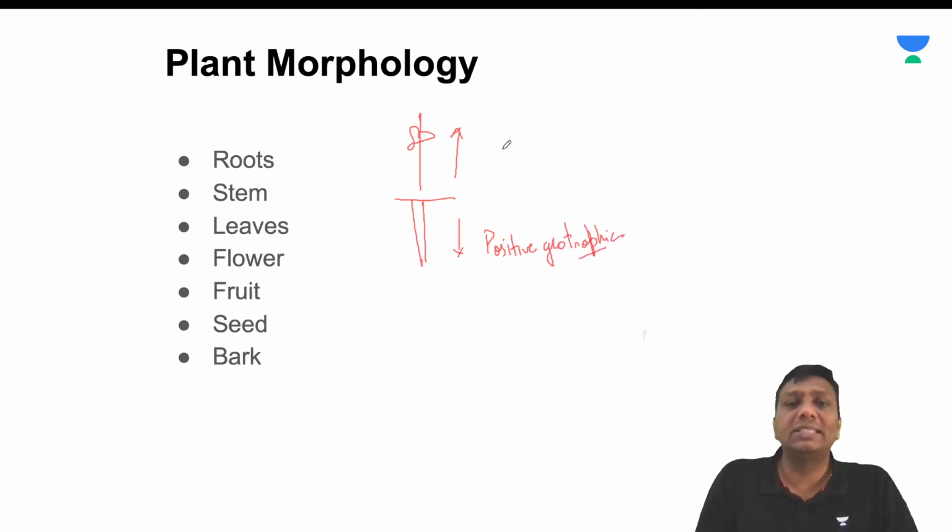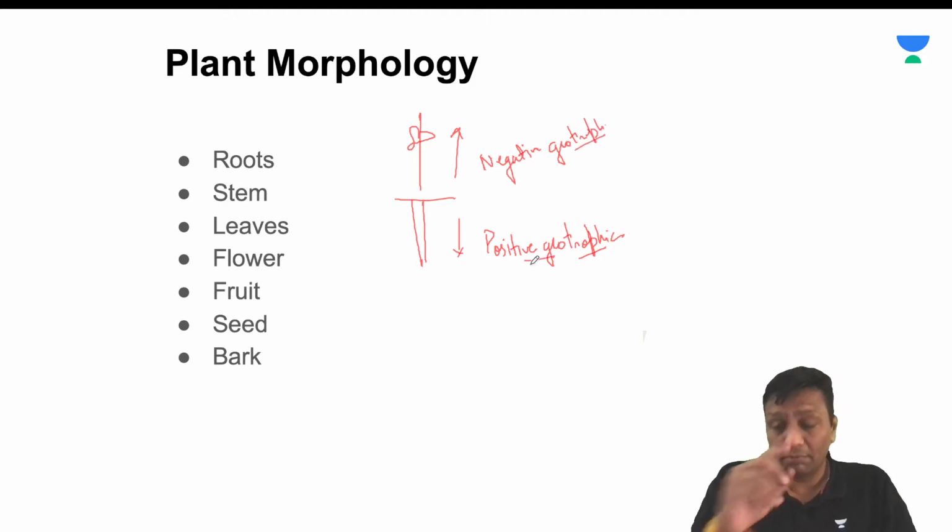And what is a stem? Stems are negative geotropic. The stems are negative geotropic, and the roots are positive geotropic.